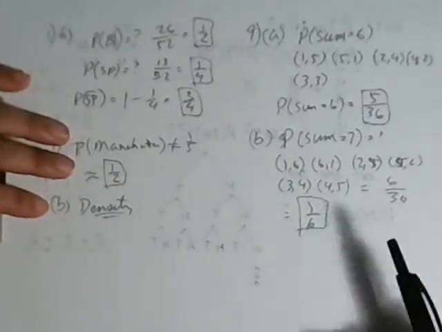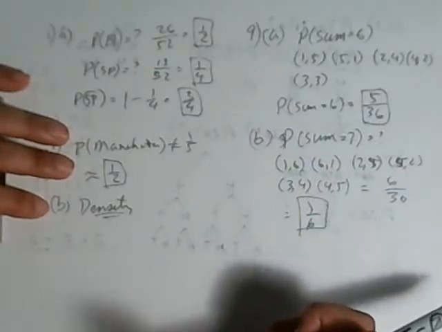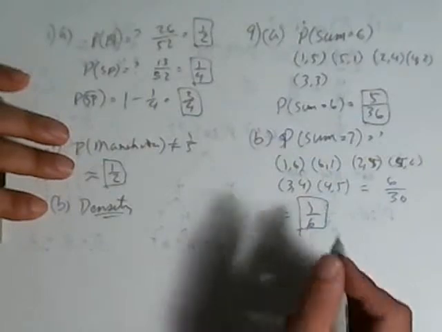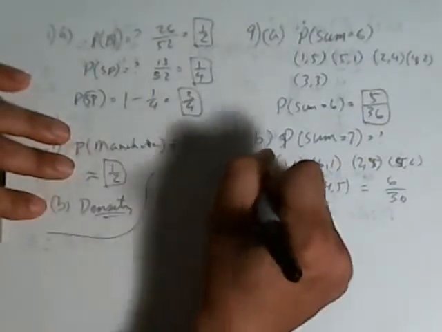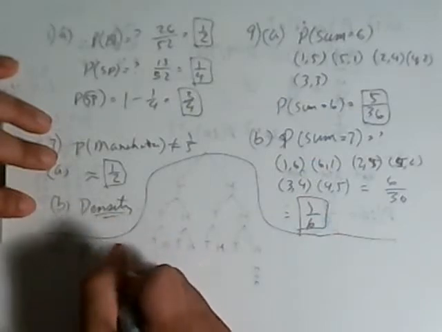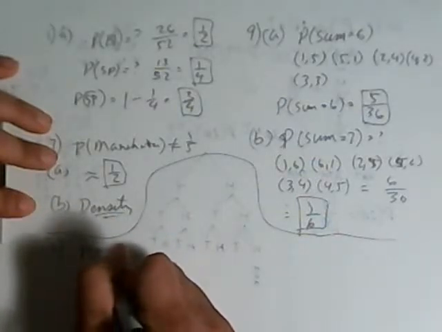And I think you can do the rest. Number 11, 2 dice. The 2 dice show different numbers. So on number 11, find the probability of not equal numbers.